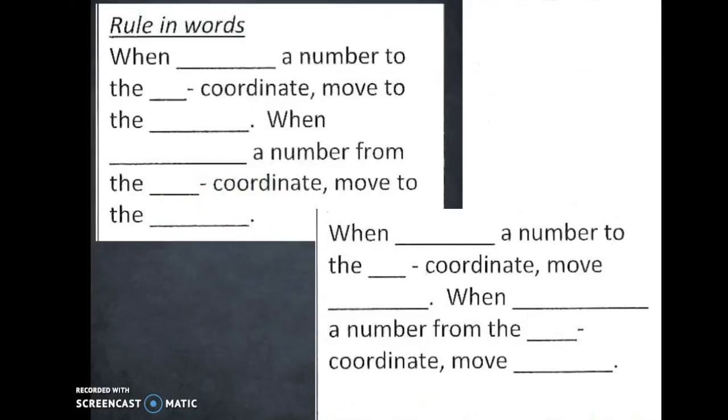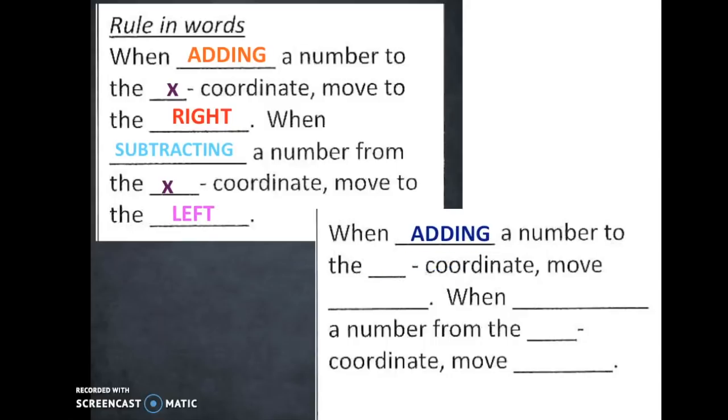Let's write the rule in words. When adding a number to the x coordinate, we're going to move to the right. When subtracting a number from the x coordinate, we're going to move to the left. When adding a number to the y coordinate, we're going to move up. When subtracting a number from the y coordinate, we're going to move down.